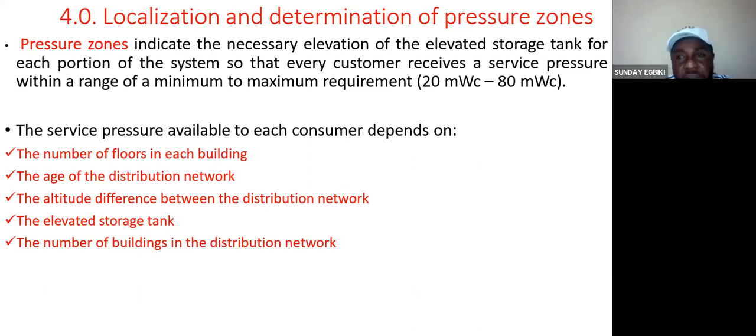So the minimum service pressure available for a floor in the municipal water distribution system is 20-meter water column, which is 2 bar, and the maximum is 18-meter water column. Otherwise, you should be talking about a water tower. Now, the service pressure available to each consumer is a function of the number of floors in each building, the age of the distribution, the altitude difference between the distribution network and the elevated storage tank, and the number of buildings in the distribution system. Now, I want to show you something.